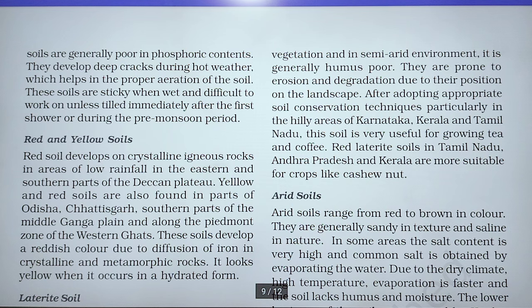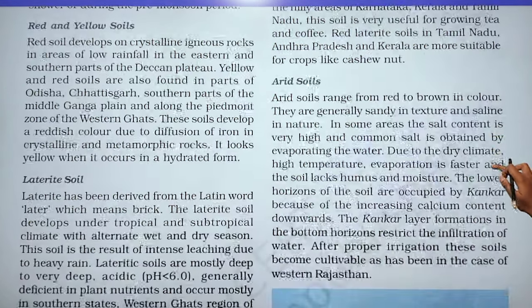It is found in areas of high rainfall and high temperature. This soil is less fertile because the topmost layer gets washed away due to leaching, and a very small amount of humus is present in it. It is found in Kerala, Karnataka, Tamil Nadu, Madhya Pradesh, and hilly areas of Odisha and Assam. It is very useful for growing tea and coffee, and cashew nut can be grown in this type of soil. Okay, now let's see about arid soil.